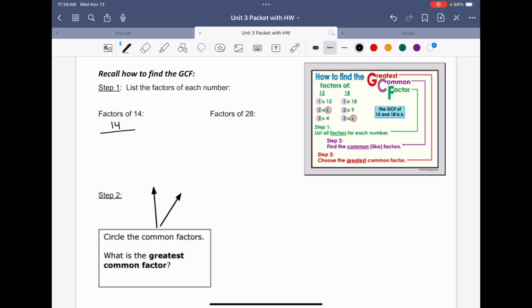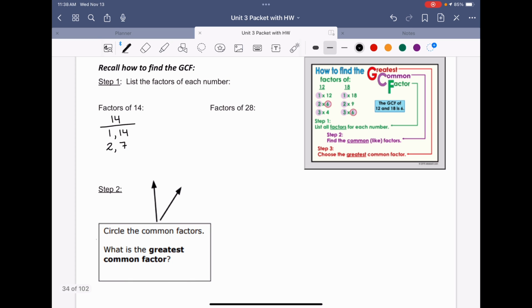And then I'm going to list starting at 1. 1 times what is 14? Well, 1 times 14 is 14. Then I'm going to go down to 2. 2 times what is 14? 2 times 7. Then I'm going to think, is 3 times anything going to give me 14? If you're not sure, you can plug it in the calculator and do 14 divided by 3. If it gives you a decimal, it is not a factor. It needs to be a whole number.